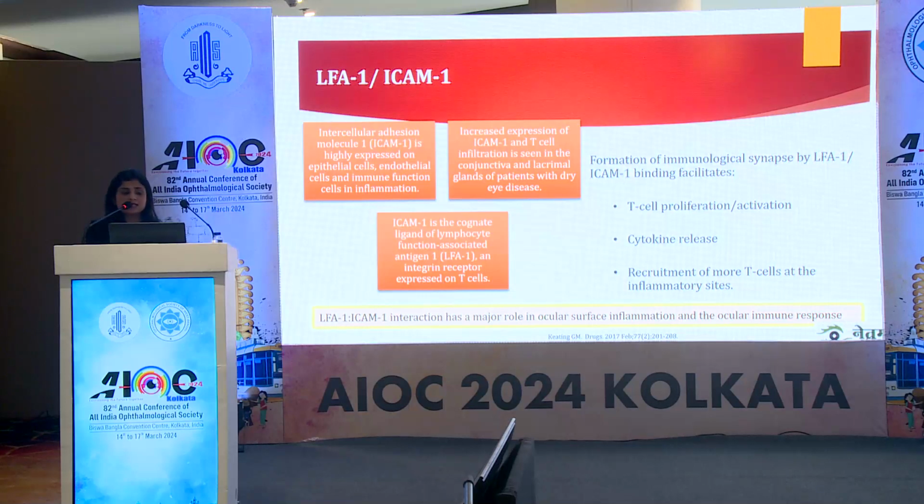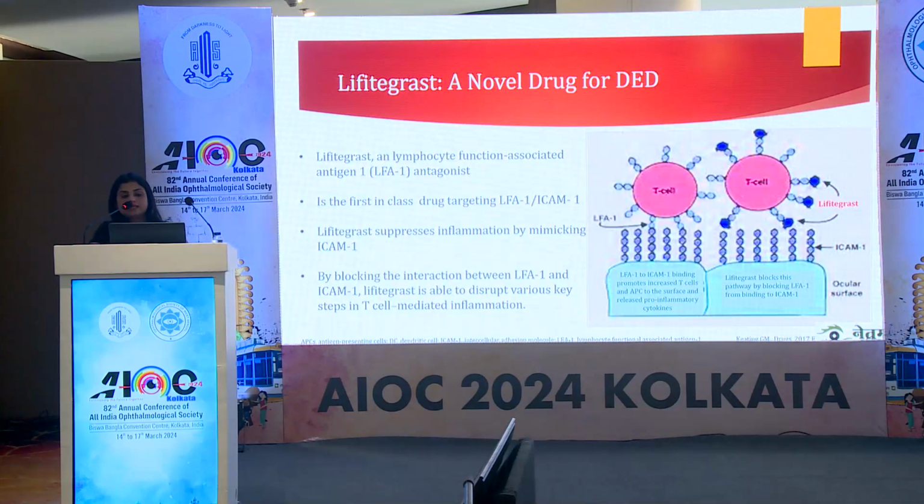What really happens is that there is LFA-1 on the surface of the T cell and ICAM on the surface of the epithelium of the eye. It is present on the conjunctiva, the corneal epithelial cells and all around. In case of inflammation, the LFA-1 on the T cell comes and interacts with the ICAM on the epithelial surface. So we have to figure out a method which stops this interaction between the T cell and the epithelial surface.